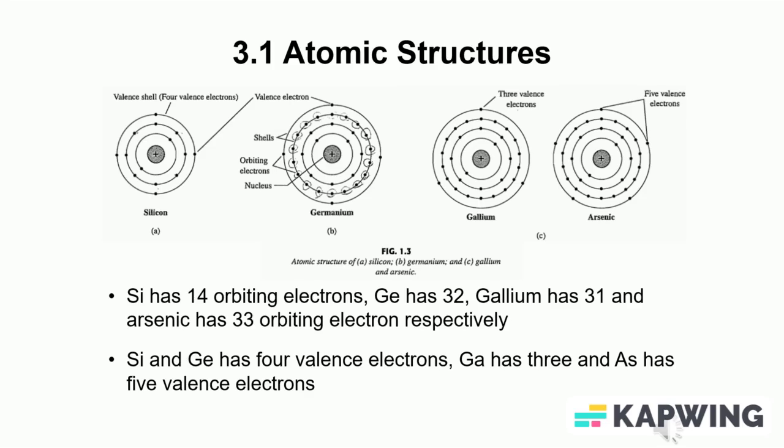Based on the periodic table of elements, silicon has the atomic number 14. Therefore, by having 2, 8, 4, the last number 4 reflects the valence electrons. In this case, silicon and germanium have 4 valence electrons, gallium has 3, and arsenic has 5 valence electrons.